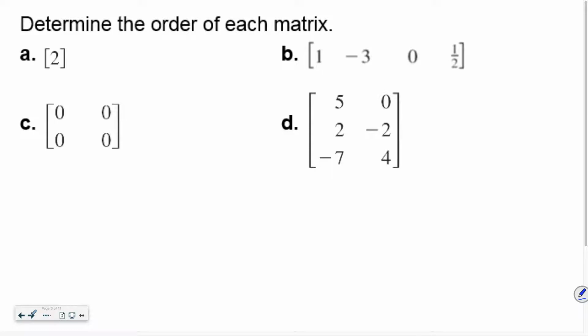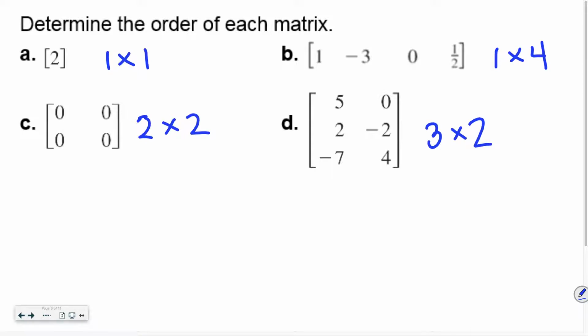Dallas, what's the order of A? 1 by 1. There is 1 row and 1 column. Callie, what's the order of B? 1 by 4. There is 1 row and 4 columns. The order of C. Emma? 2 by 2. There are 2 rows and 2 columns. We actually would call this a 0 matrix. Why would I call it a 0 matrix? They're all zeros. Okay. And then D. Kaylin, what is that? 3 by 2. There are 3 rows and 2 columns.